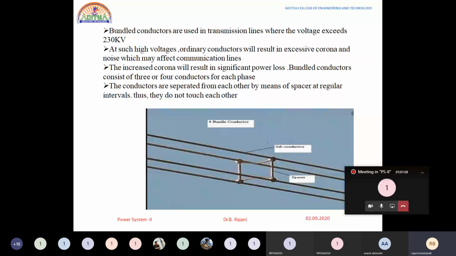Bundle conductors are used in the transmission line if the voltage exceeds 230 kV. If the voltage exceeds 230 kV, in order to eliminate corona losses and radio interference in the transmission line, and to improve the transmission line efficiency, we use these bundle conductors. If bundle conductors are used, what happens? The overall effective radius of the conductor would be increased. Instead of this, the radius, suppose it is 0.5, if the conductors are grouped together, the radius would be increased.